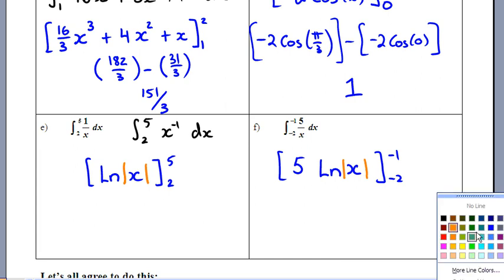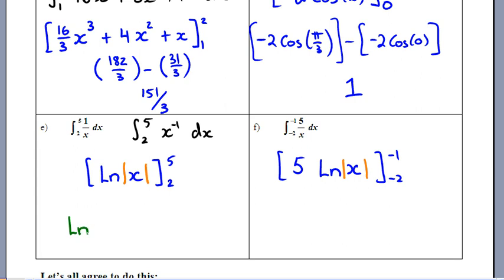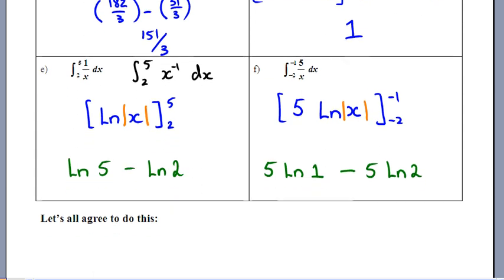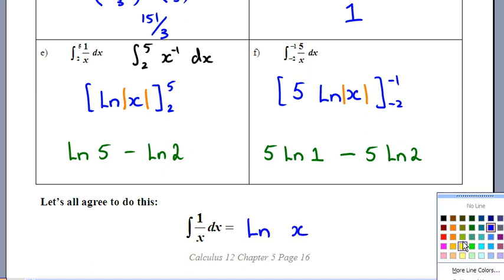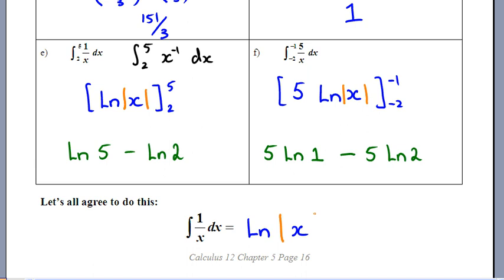And then in this first story, okay, this one would just be the ln of 5 minus the ln of 2. Do absolute value of 5 and 2, nothing happens. This one would be 5 ln of, I do the last one, it would be a 1 after the absolute values take care of that negative sign, minus 5 ln of 2. So we're going to agree that if you ever have to do an integral of 1 over x, we're going to write down, oh yeah, it's just ln x, but we're going to put on absolute value bars like that. Okay, always have to go on there.